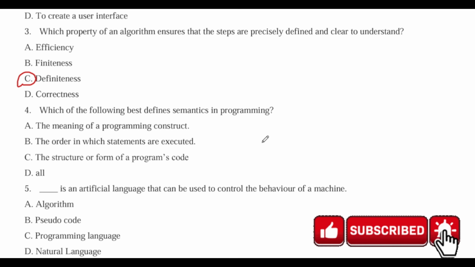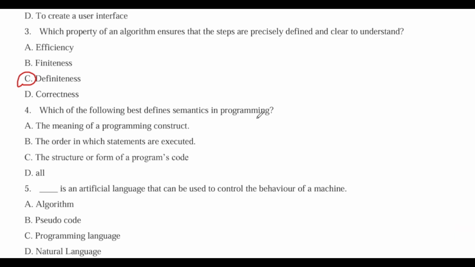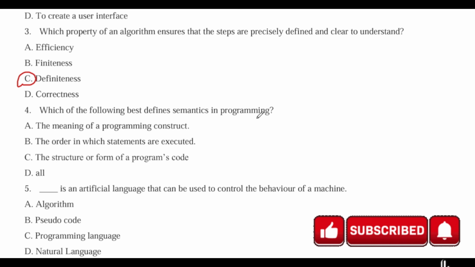Question number 4. Which of the following best defines semantic in programming? You have to identify syntax and semantic. What is the difference between semantic and syntax? Semantic means the meaning of programming constructs. Semantic in programming is the meaning of the programming constructs, or the grammar, you can say.